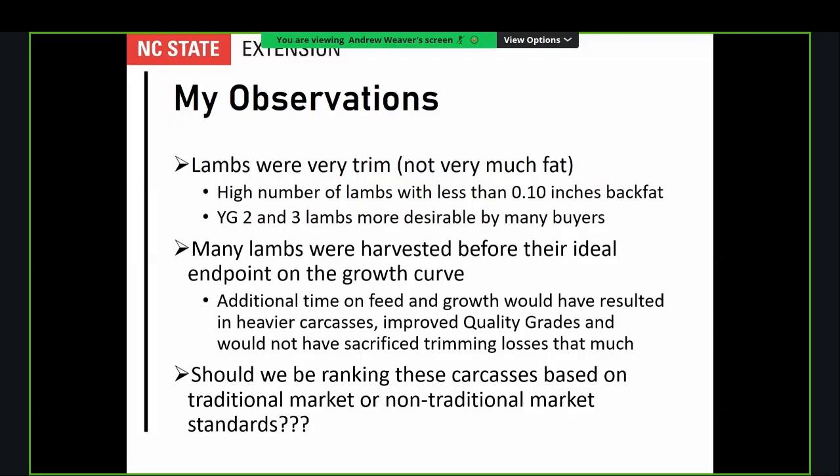Can you talk to me a little bit about how accurate those live ribeye scans are when you get down to the carcass? What does that mean to someone?